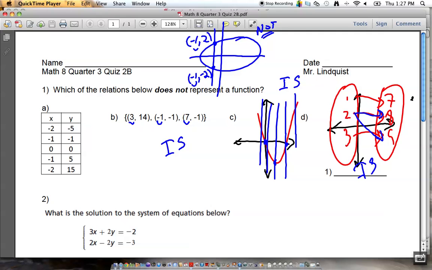Doesn't the -2 have 2 different images? That would be like having the point -2, 5 and -2, 15. A straight line would touch both of those. -1 also has 2 different images. This is not a function. So all you need to do is be able to recognize that, God bless, and that will tell you what is and is not a function.